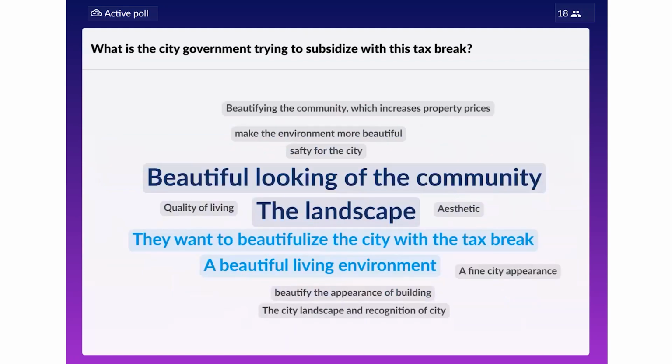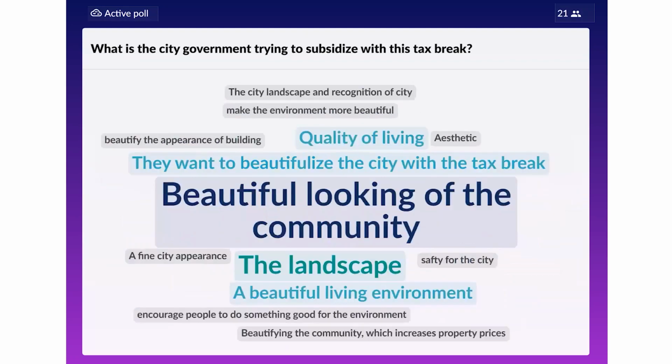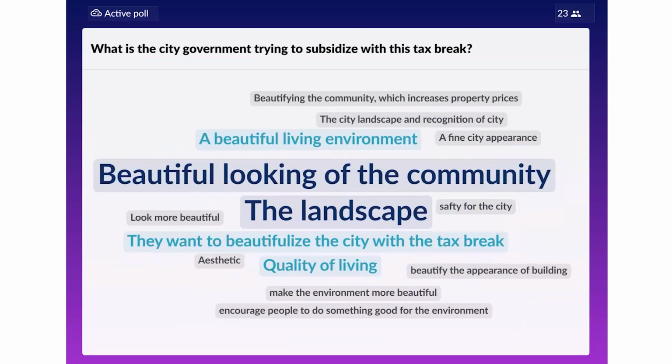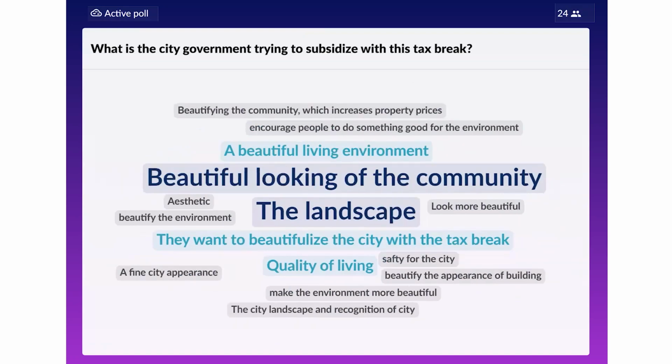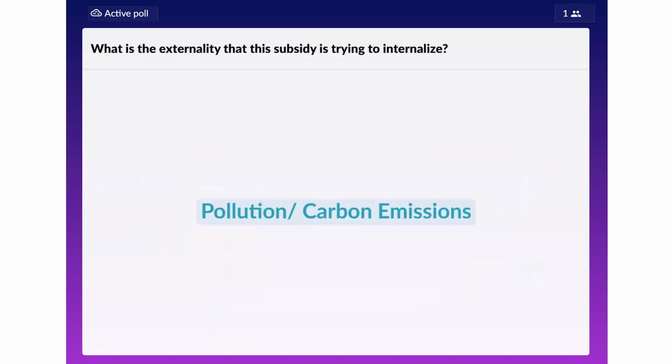Okay, so here you immediately see that, actually, you might have noticed there are some small pieces of land in Taipei City that used to be just abandoned, but now they're turned into small parks. And of course, that's thanks to some subsidy. That means you will find more small parks in the city at different places. So there is this external benefit that the city government is trying to subsidize, because having a good landscape is actually good. So the next question: what is the externality that the subsidy is trying to internalize?